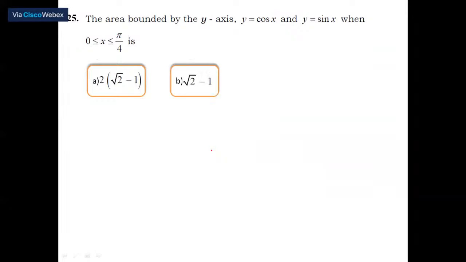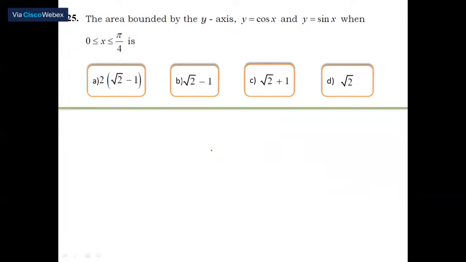Area bounded by the y-axis, y is equal to cos x, and y is equal to sin x, when x varies from 0 to pi by 4. The options are: 2 times root 2 minus 1; second option, root 2 minus 1; third option, root 2 plus 1; and the last option, root 2.